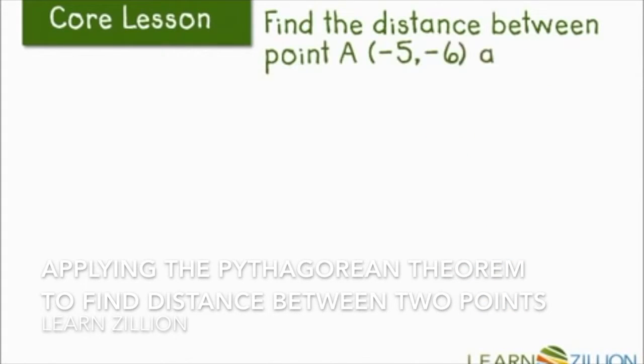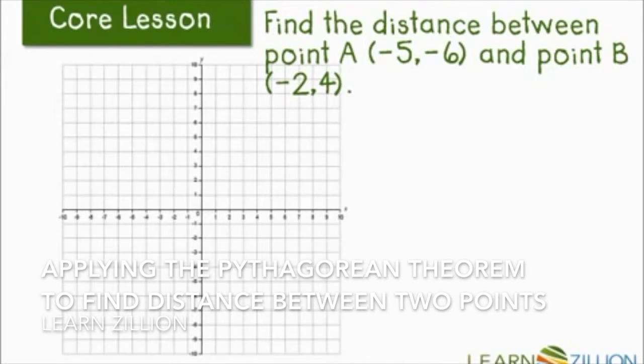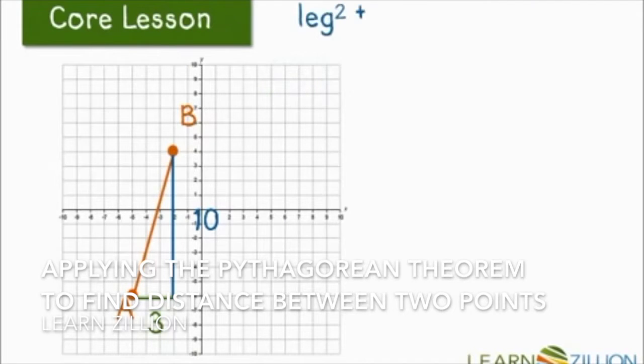Find the distance between point A (-5, -6) and point B (-2, 4). The first thing you should do is plot the points. Once you plot the points, connect them, and then we can do what we did in the previous slide, which is to make a right triangle. Here we have a leg that is 10 units and a leg that is 3 units, and we can plug these values into the Pythagorean theorem to find the line segment AB.